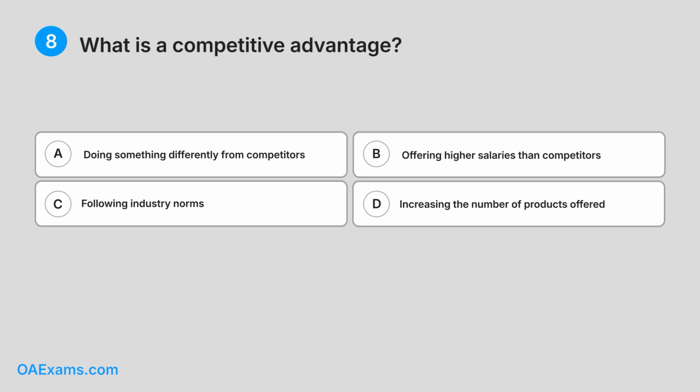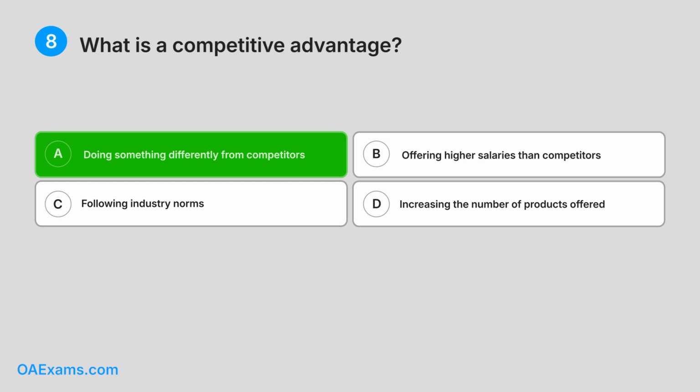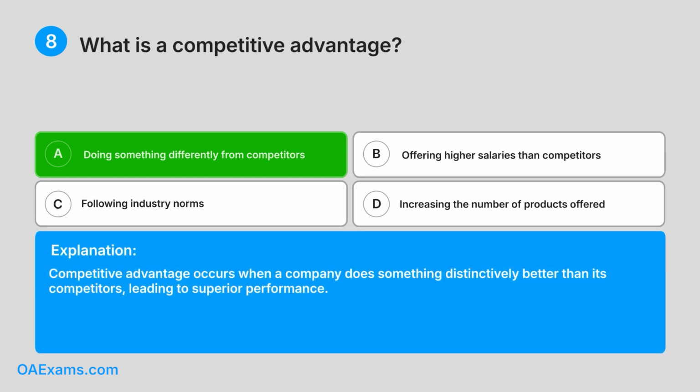Correct answer. A. Doing something differently from competitors. Explanation. Competitive advantage occurs when a company does something distinctively better than its competitors, leading to superior performance.